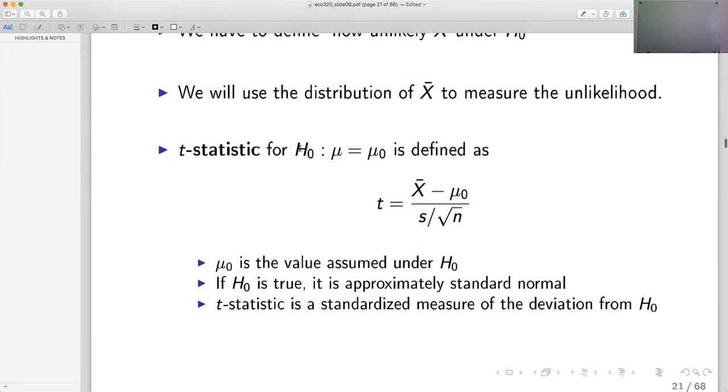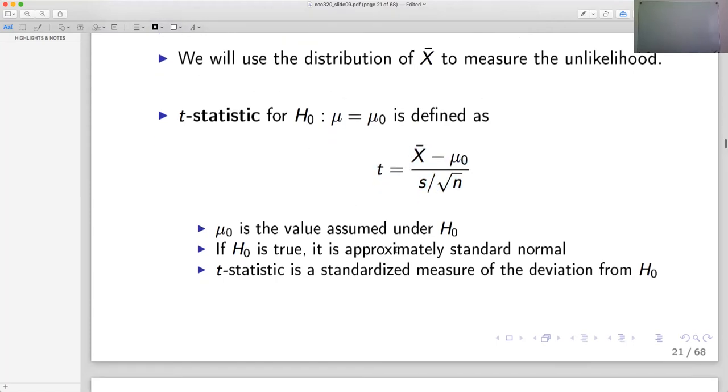For example, the T statistic. We went over the T statistic at the end of last chapter. That was used when the true population variance or population standard deviation is unknown, and also the sample size is small. We use a T statistic, but it converges to the normal distribution when you have enough sample size. So mu naught is the value assumed under the null hypothesis, and if the null is true, then it's approximately standard normal. The T-stat is a standardized measure of deviation from the null hypothesis.